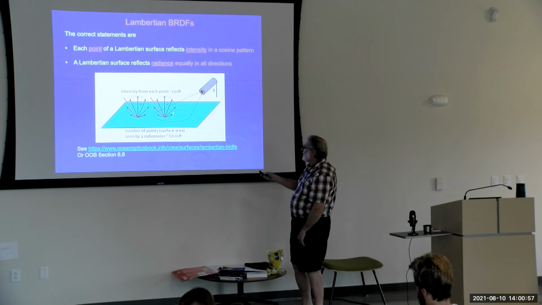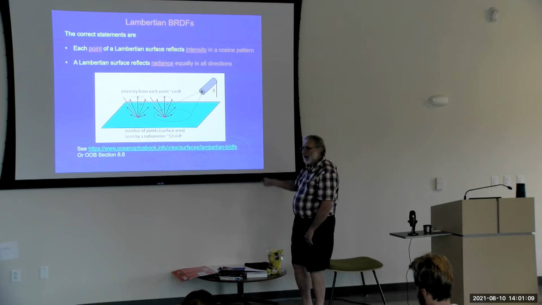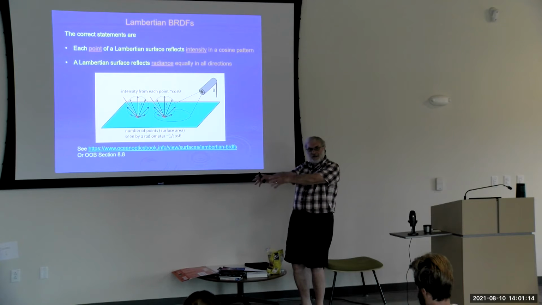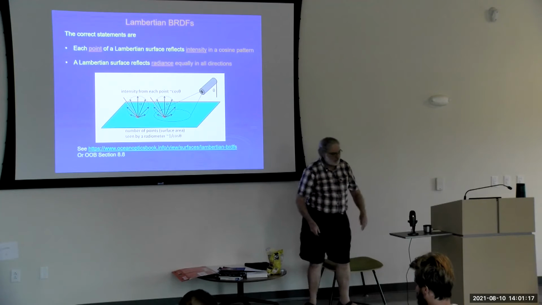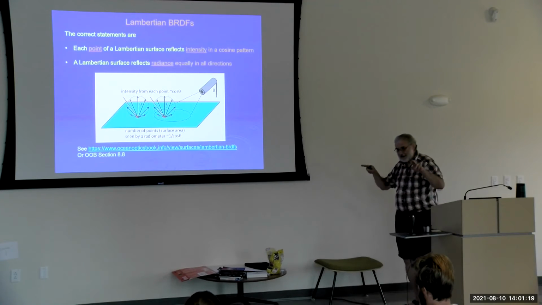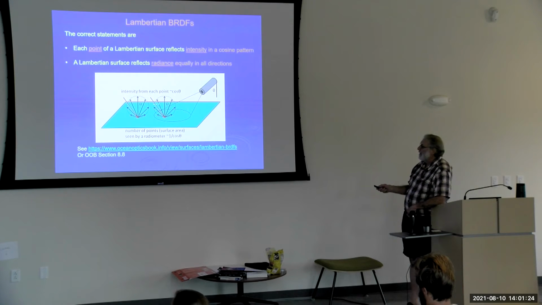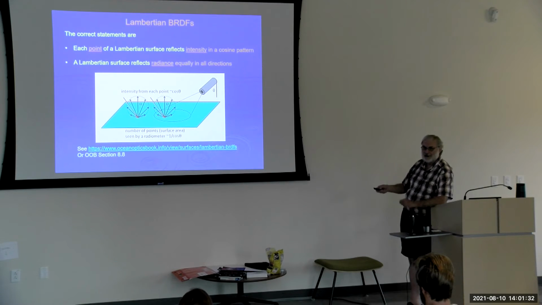So the cosine dependence of the reflected intensity times the 1 over cosine dependence of the area seen by the radiometer, those cosine factors cancel out. And then the radiometer, which is measuring radiance, says, oh, I see the same radiance independent of the direction. So you have to be careful on exactly how you're measuring this word light. Both of those statements are correct. The surface reflects radiance equally in all directions, and each point of the surface reflects intensity in a cosine pattern.